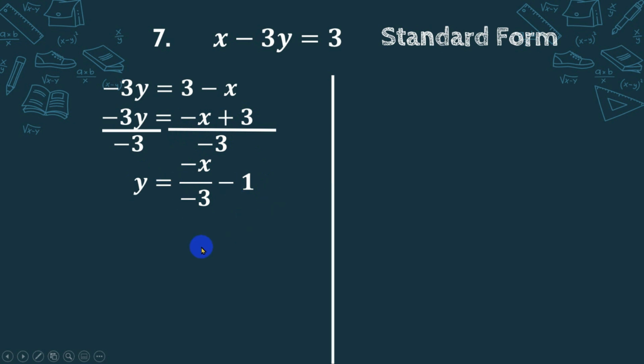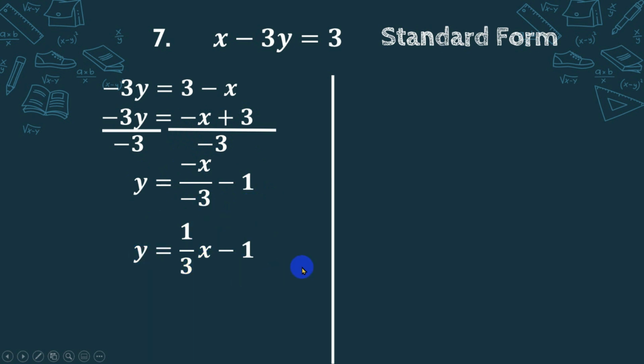I-rewrite pa ulit natin siya ng isa pa. Ano po? Kasi meron tayong negative all over negative. And ano ba yung numerical coefficient dito ni x? Negative 1, di po ba? Negative 1 x over negative 3. So, i-rewrite natin siya as positive 1/3 x minus 1.